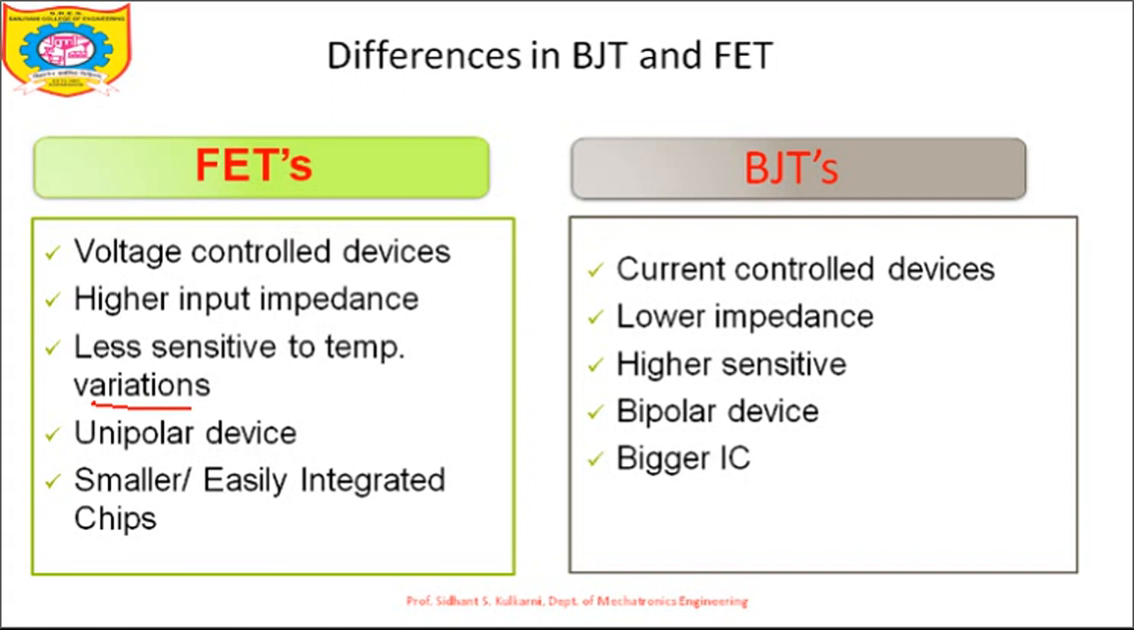Then, FETs are less sensitive to temperature variation, whereas BJTs are highly sensitive to temperature variation. You may ask that, being semiconductor devices, semiconductors have a negative temperature coefficient of resistance. That means if the temperature increases, resistance decreases. But in that case also, FETs and BJTs are both made of semiconductor devices. Try to understand the thing. FETs are less sensitive to temperature variations as compared to the BJT, where BJTs are highly sensitive.